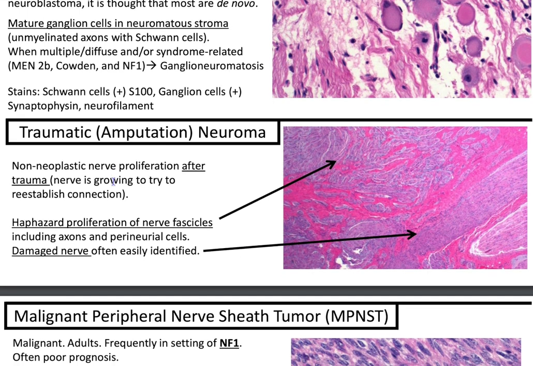Traumatic or amputation neuroma is a non-neoplastic nerve proliferation after trauma because the nerve is trying to reestablish connections. Histologically, it looks like a haphazard proliferation of nerve fascicles, including axons and perineural cells, and the damaged nerve is often easily identified.